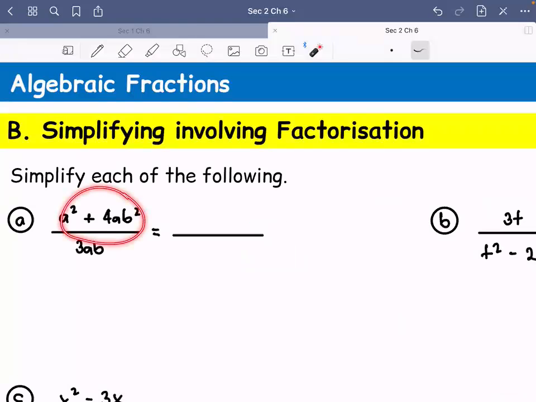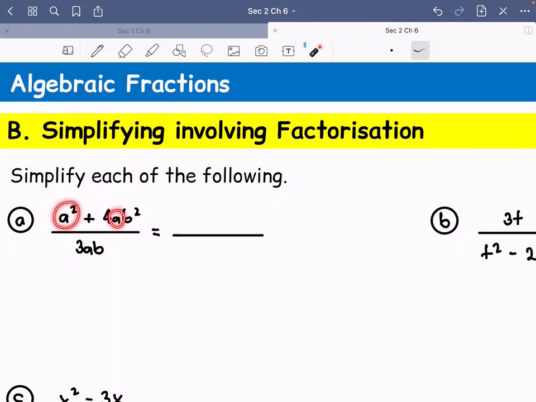Common factor for a squared plus 4ab squared. So what would that be? What's common between a squared and 4ab squared? Basically that is a, right? Both of them have a. But which one should we use? A squared or just a?